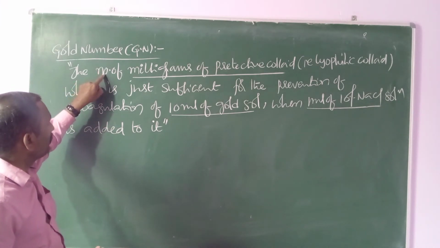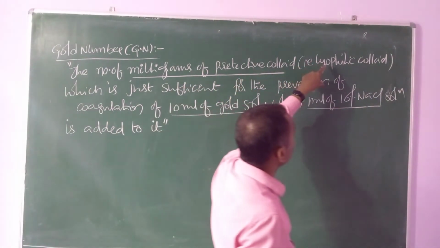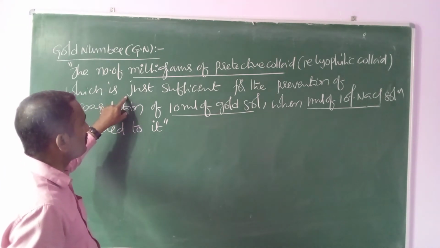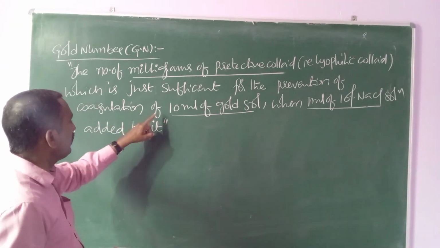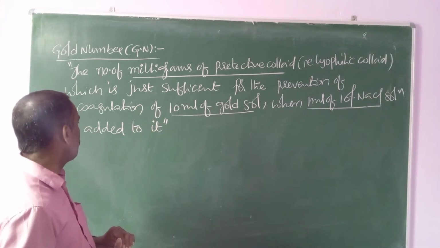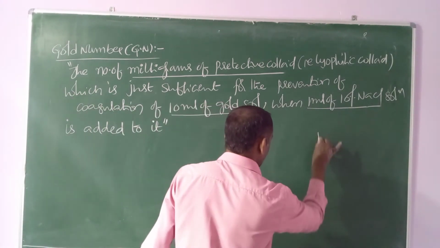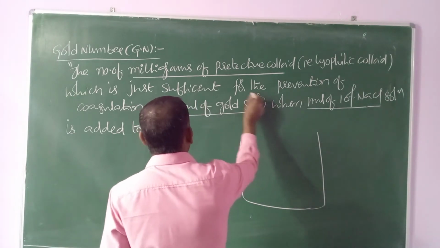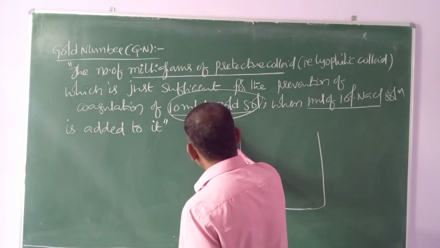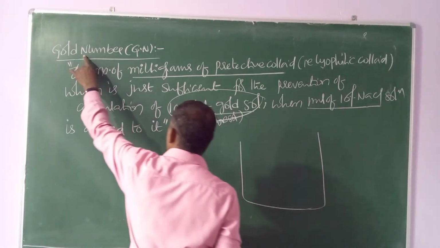What is meant by gold number? The number of milligrams of protective colloid, which is nothing but lyophilic colloid, just sufficient for the prevention of coagulation of 10 ml of gold sol when 1 ml of 10% NaCl solution is added to it. For understanding the definition, I will consider a small diagram. According to the definition, how much volume of gold sol are we considering? Gold sol is a lyophilic sol, 10 ml of gold sol. That's why the name came as gold number.